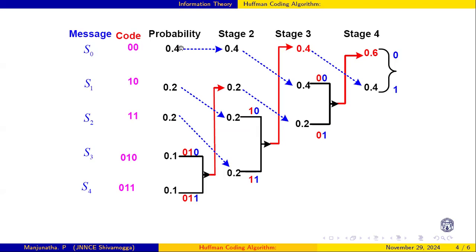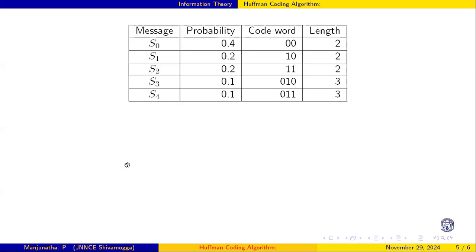Now what will be the code for S0, S1, S2? For S0, with probability 0.4, what is the code here? 0, 0. Next, probability 0.2, what is the code? 1, 0. Probability 0.2, here it is 1, 1. And probability 0.1 is 0, 1, 0, and probability 0.1 is 0, 1, 1. In this way we can code. And also, we will prepare a table with the symbols, corresponding probability, code word and its length.